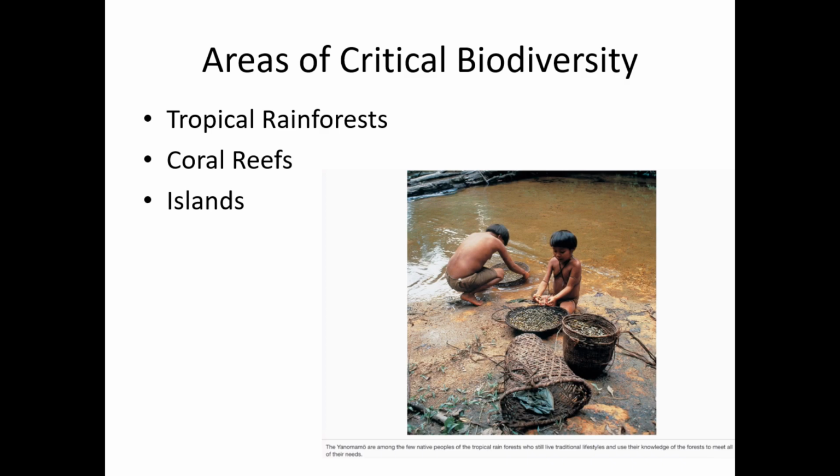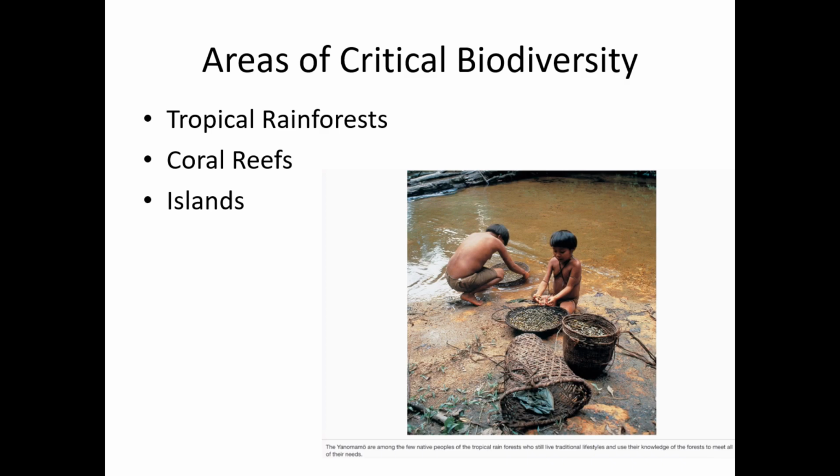Coral reefs are also an area of critical biodiversity. They're used for food, tourism, and producing some chemicals. They protect coasts from waves and flooding, and they're threatened by a variety of things, including coral bleaching, overfishing, destructive fishing, and pollution.